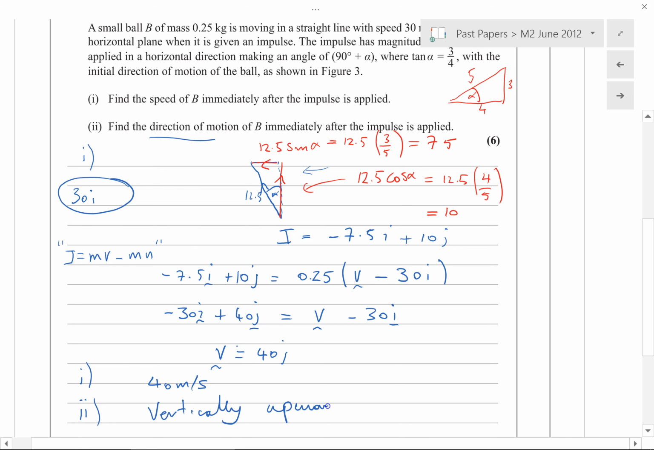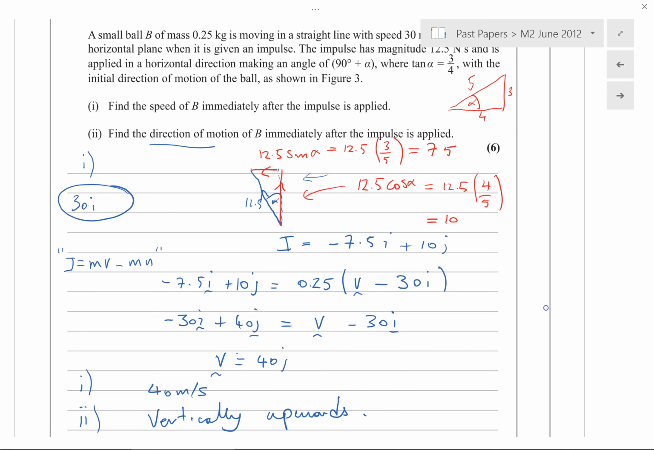Okay, so that's not as bad as it first appeared, is it? But it was just the lack of structure at the beginning. It can be done, you'll see the mark scheme with a vector triangle in it and various things, which might be slightly quicker, but I think this is fine. Okay, let's move on to the next question, question 6.